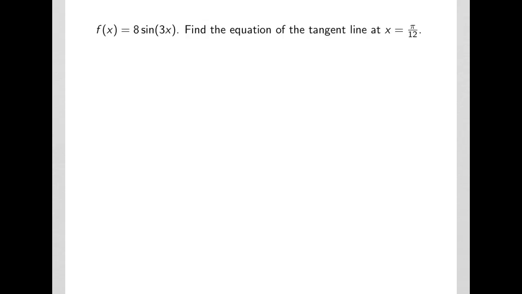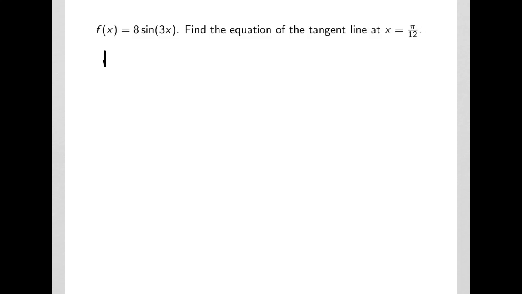The third section of the review questions focuses on derivatives. Our first problem: we're given a function f of x equals 8 sine of 3x, and our task is to find the equation of the tangent line at an x value equal to pi over 12. To find the equation of a line, we need two pieces of information.